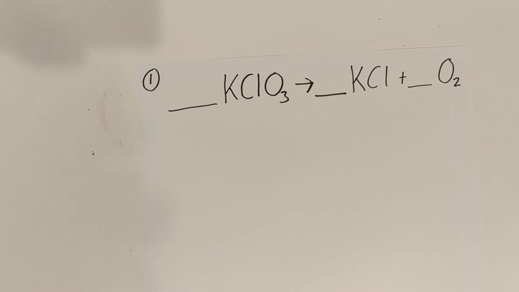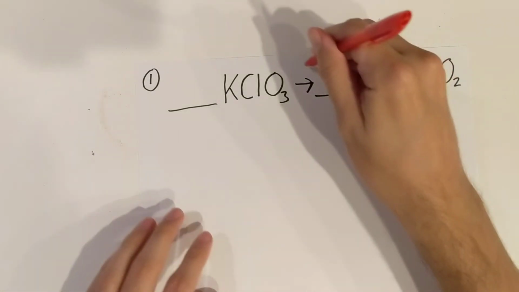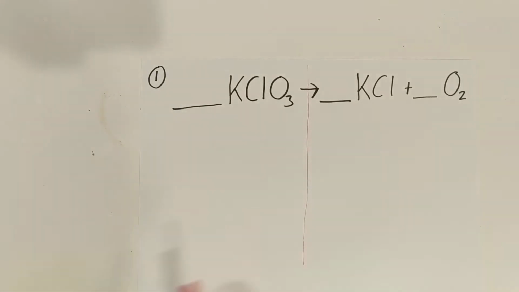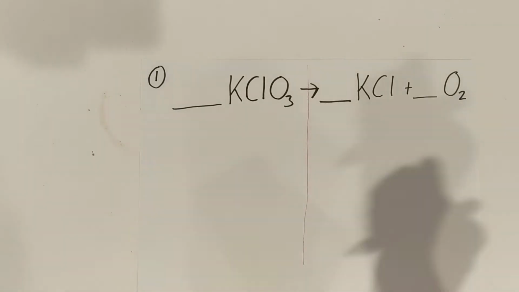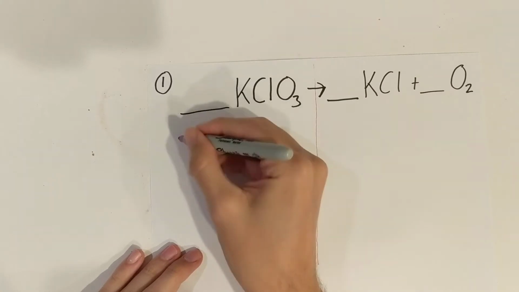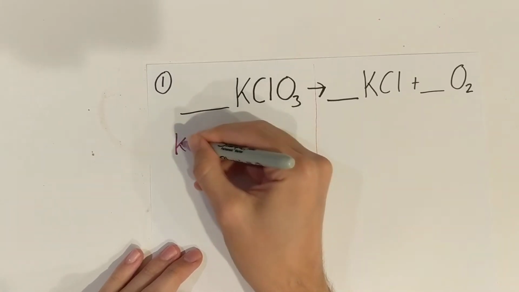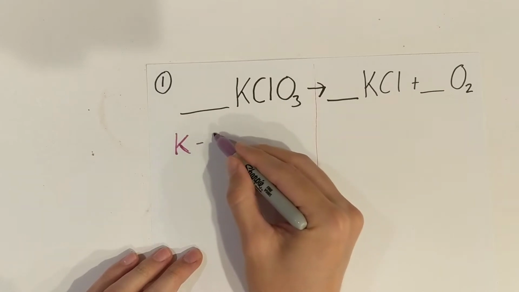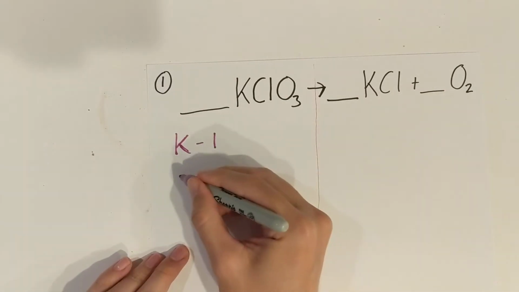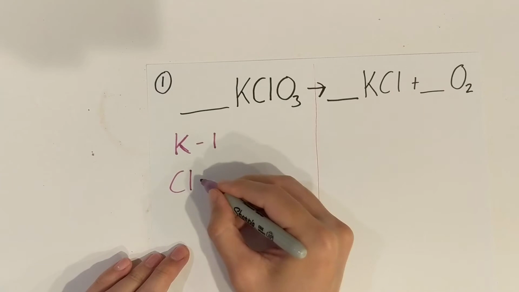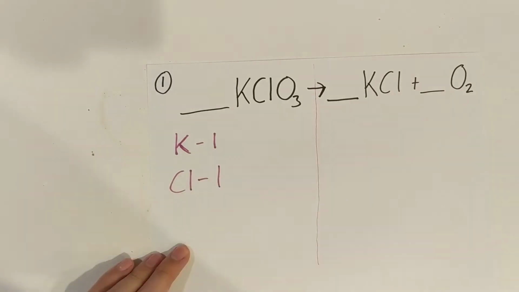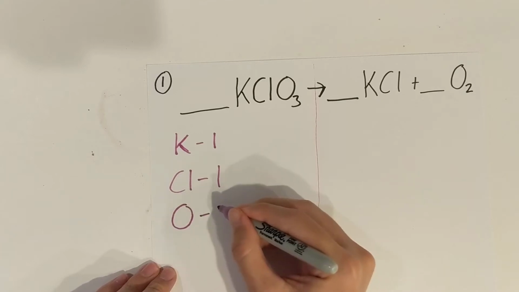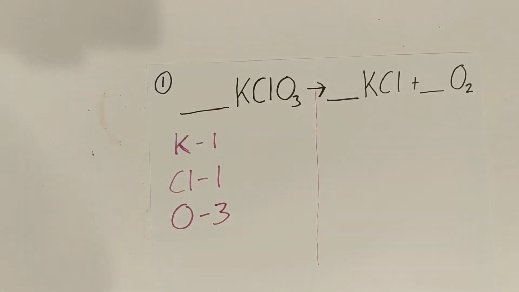All right, so the first thing we always got to do, we got to separate our reactants from our products, and then we got to make sure we're balanced. So let's see how much potassium we got. We got 1. Chlorine, we got 1. And oxygen, we got 3.